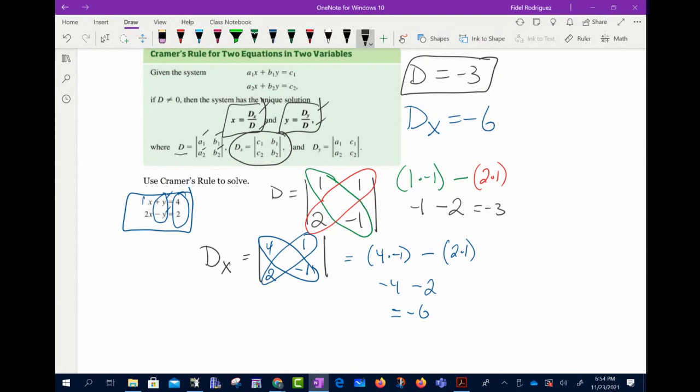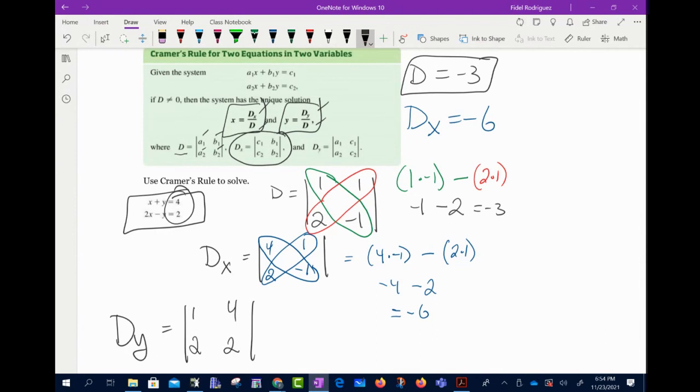Now we've got to do one last one, and it's called Dy. Let me show you how I'm going to do Dy. I'm going to come back to my original problem right here. Here's my original equation, and I'm going to write the coefficients of the x values. Remember, the coefficients are just the numbers in front of the x's. The number in front of the x in the top equation is a 1. The number in front of the x in the bottom equation is a 2. But instead of writing the coefficients of the y's, I'm going to replace them with those values. So I'm going to put a 4 here and a 2 here.